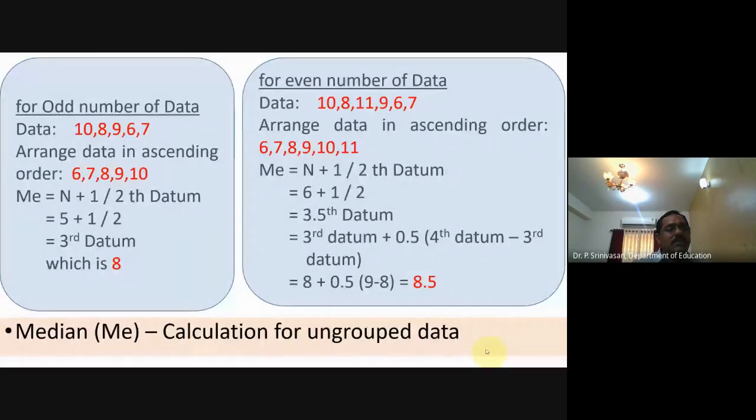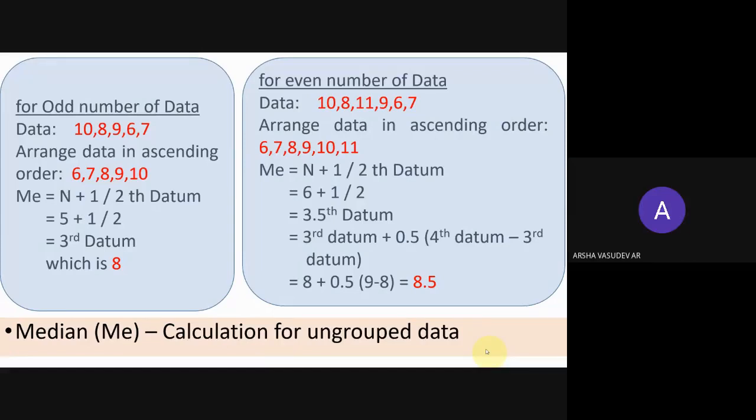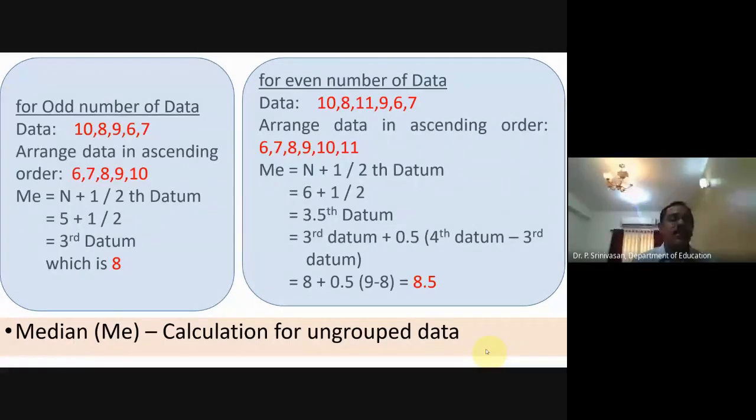n by 2 you can take. So sorry, it is n plus 1 divided by 2. N plus 1 divided by 2, that data is called the median. So how many n we have here? 6, 7, 8, 9, 10. How many n? Total number of samples is 5. 5 plus 1, 6. 6 divided by 2, 3. So median is the third datum.